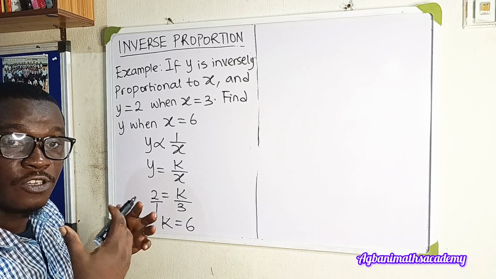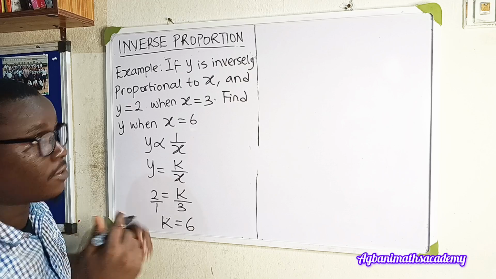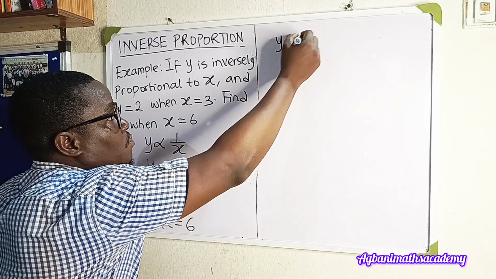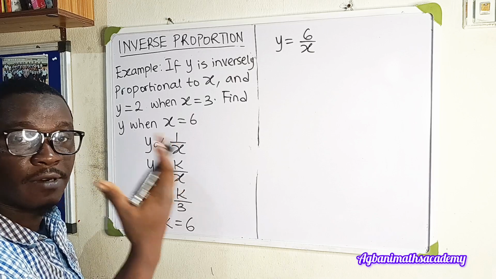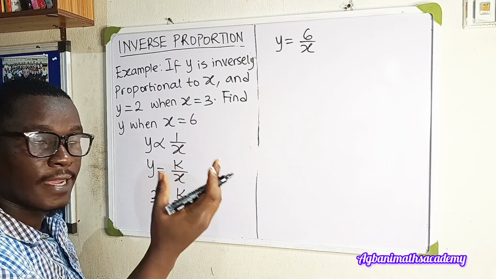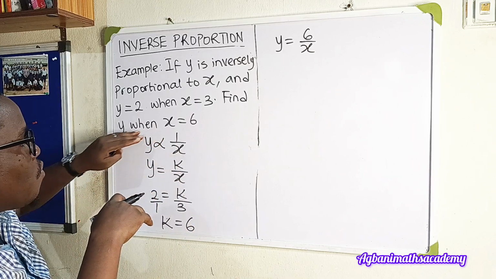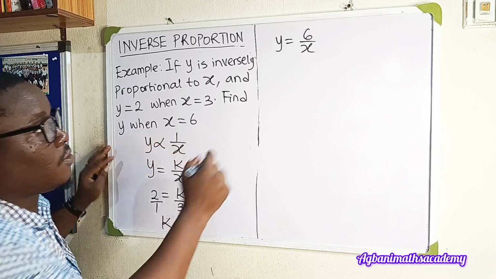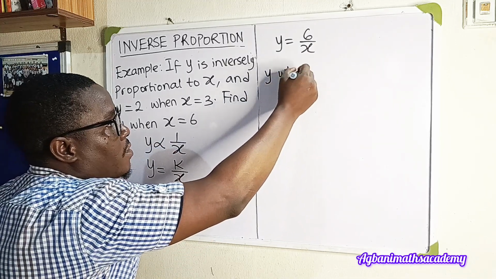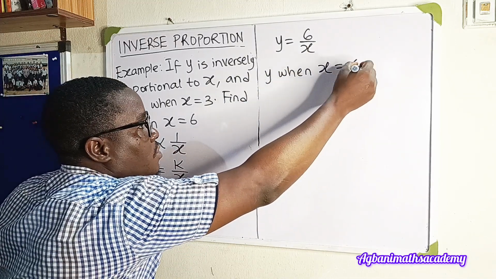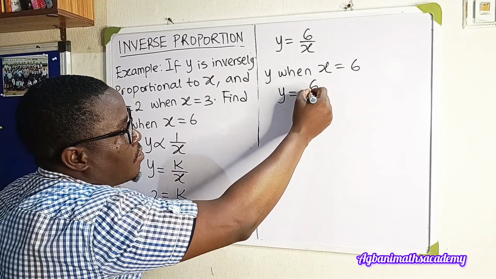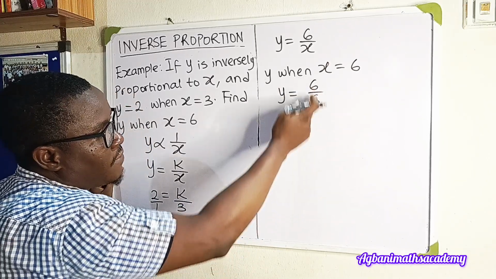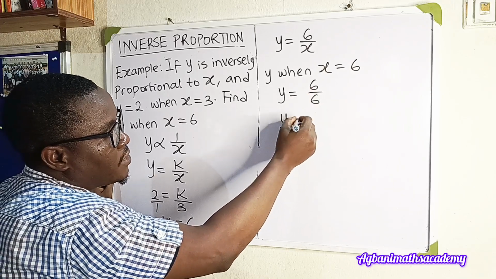So now we can write the relationship between y and x. So y is equal to 6 all over x. That is the inverse proportionality relationship between y and x. Now we're expected to find y when x is equal to 6. So we have y is equal to 6 all over 6. 6 divided by 6 gives us 1. So y is equal to 1.